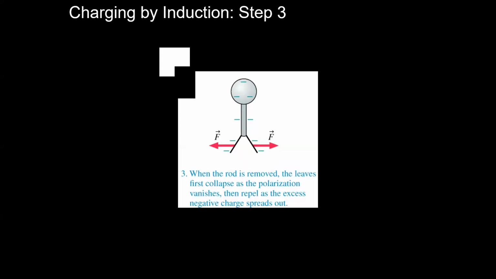So in summary, there's a couple ways we can charge objects. We can charge them by contact, we can charge them by rubbing, and we can charge them by induction. Different methods of charging will work for different types of conductors or insulators, different types of electrical materials. So that ends our qualitative discussion of charge.